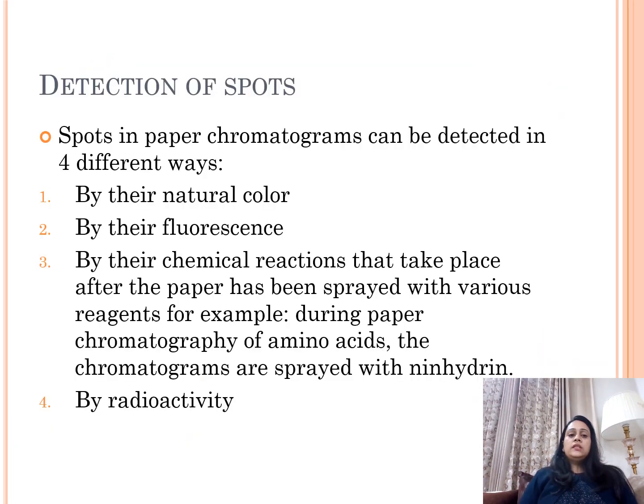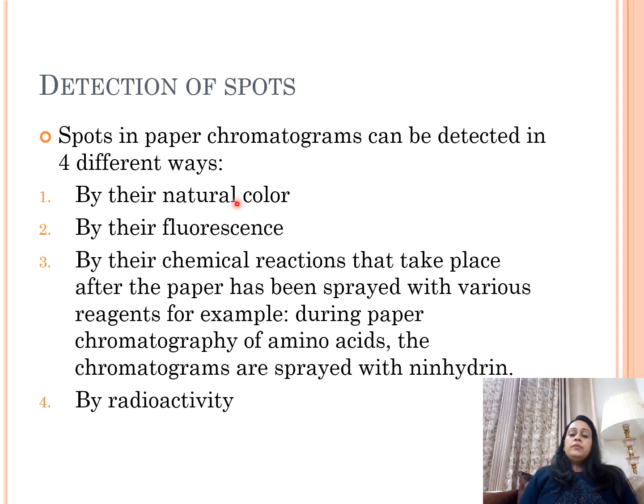Now come to the next point: how are you going to detect the spots? You will get the various spots, but it is quite possible that you will not be able to see them. The first reason is they are colorless. There are four ways by which we can see the spots. By natural color: suppose we have done the pigments. Plant pigments are green in color. They have the color, so we can see those colors. It's fine.